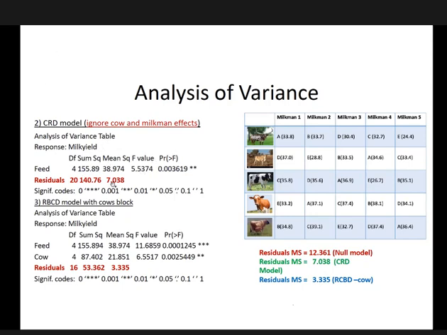Now let's look at model number 3. Model number 2 is the one that has the feed, and model number 3 is the one with the feed and the cow effect. We agreed that this would be the model with the smallest error, because we remove the cow effect and the feed effect from the data. Whatever remains is the milkman effect and any other thing. From here you can see that there is a big difference between model number 2 and model number 3. We have cut our error by almost half by bringing the cow effect into the model.